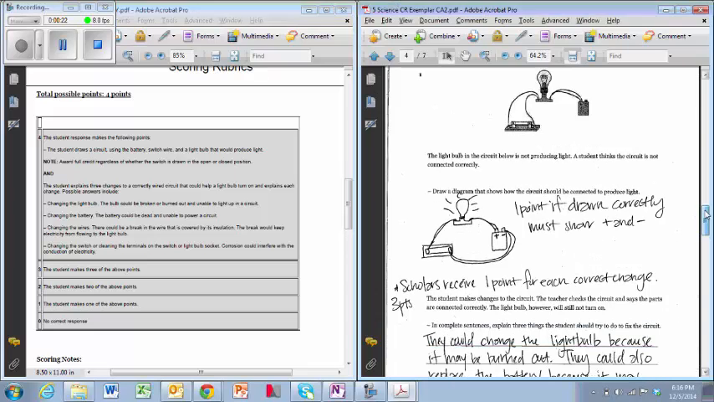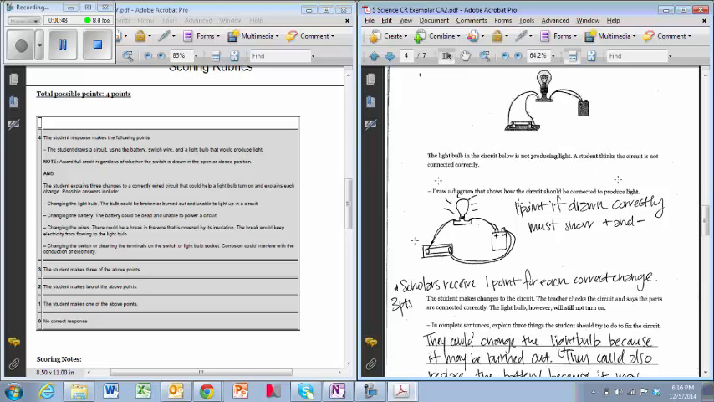So question 1 is a question that was on the CA last year that asked scholars to look at a light bulb that their teacher has connected correctly and figure out why the light bulb in the circuit will not turn on, will not produce light. So question number 1 is worth a total of 4 points.